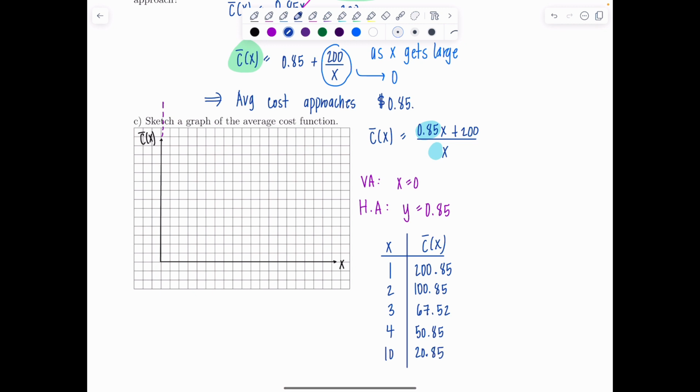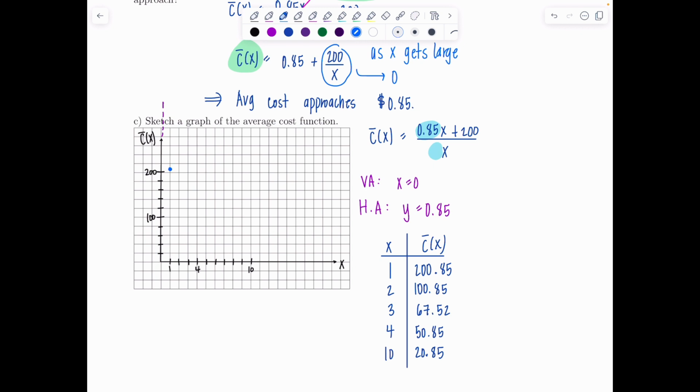So average cost needs to go all the way up to 200. So let me scale by 20s. 20, 40, 60, 80, 100. 20, 40, 60, 80, 200. And then x will go up to 10. So 1, 2, 3, 4, 5, 6, 7, 8, 9, 10. Okay, good. So let's just start filling everything in. We have here, if x is 1, the cost is 200.85. So just go a wee bit higher than 200.